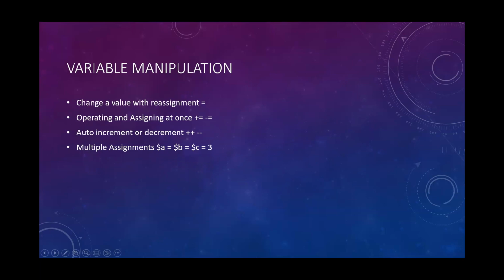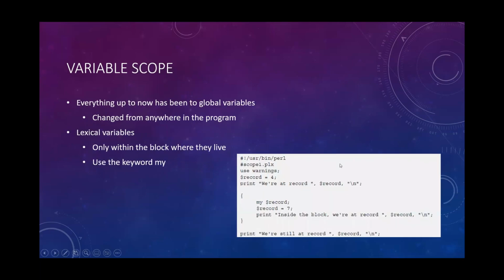Now variable scope. Everything that we've talked about up to now has been global, which means it can be changed from anywhere in the program. Perl has something called a lexical variable, which is kind of like a local variable, but a little different. A lexical variable is only going to live within the block in which it is declared, and you're going to use the keyword my.